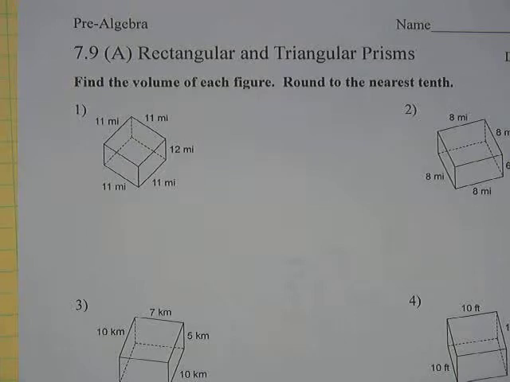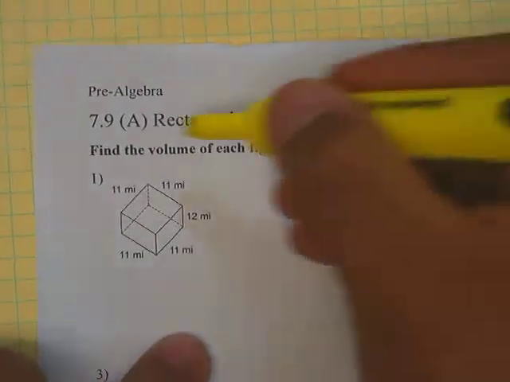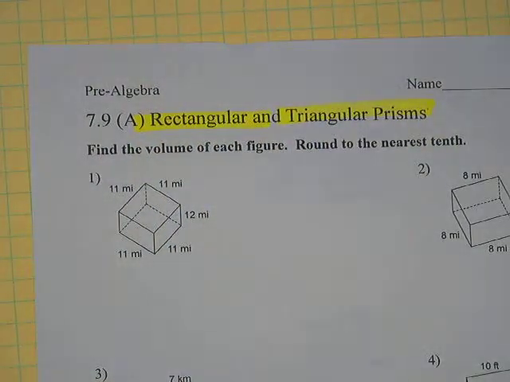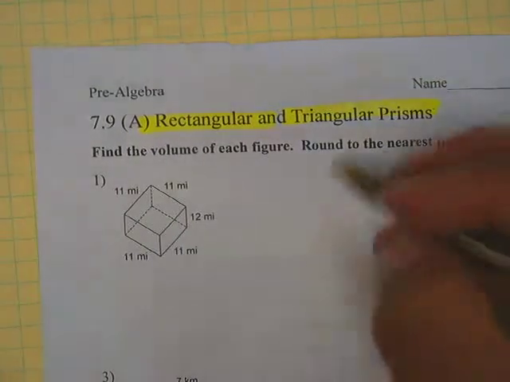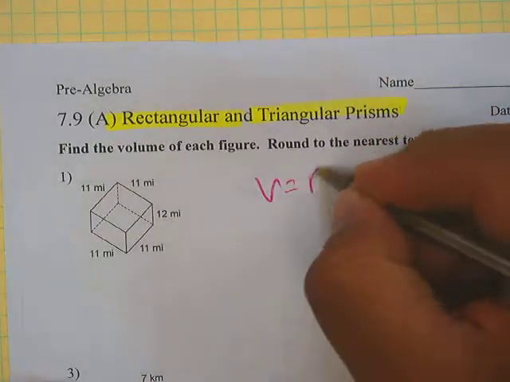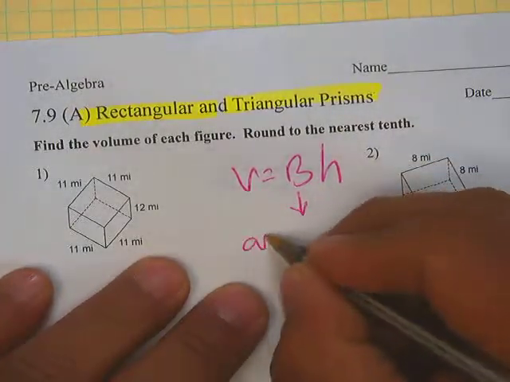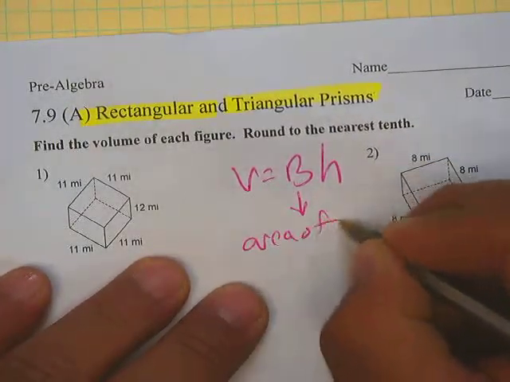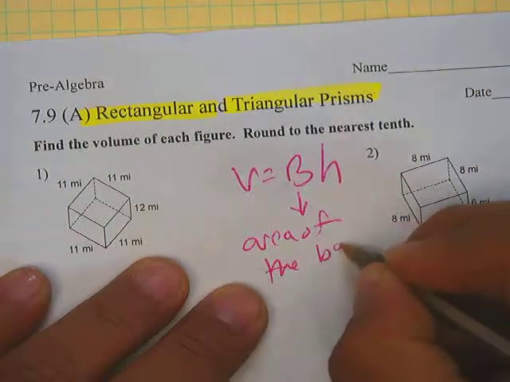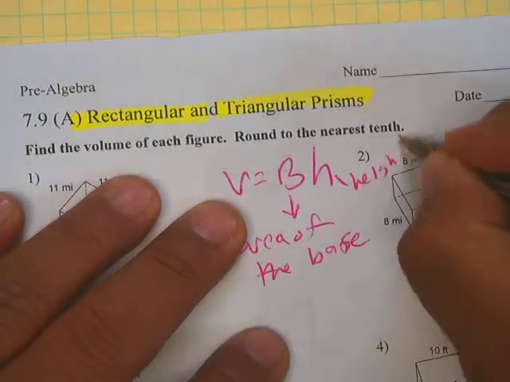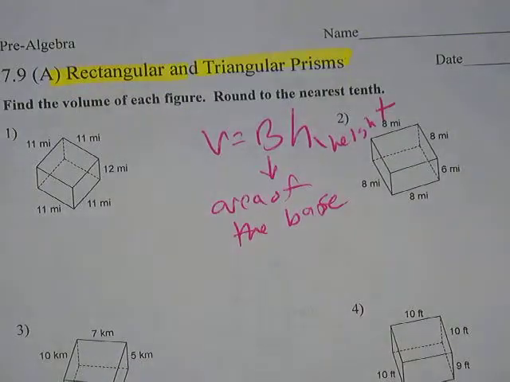All right, in this assignment, we're talking about rectangular and triangular prisms. One side is rectangular, the other side is triangular. Okay, so it's just, and they're all prisms. So then the only equation we're going to use is volume is equal to the area of the base times the height. This one is the area of the base, okay, and h stands for the height. Okay, so h is the height, capital B is the area of the base.